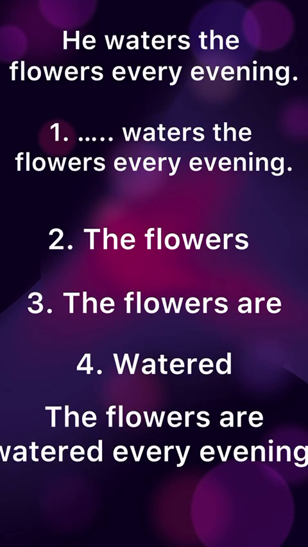Now, let's look at the next example together. He waters the flowers every evening. Let's review the steps together. First, we remove the subject. Then, we put the object at the beginning of the sentence instead of the subject. We choose between is and are depending on whether our new subject is singular or plural. And we change the verb into the past participle form. So the passive sentence is, the flowers are watered every evening.